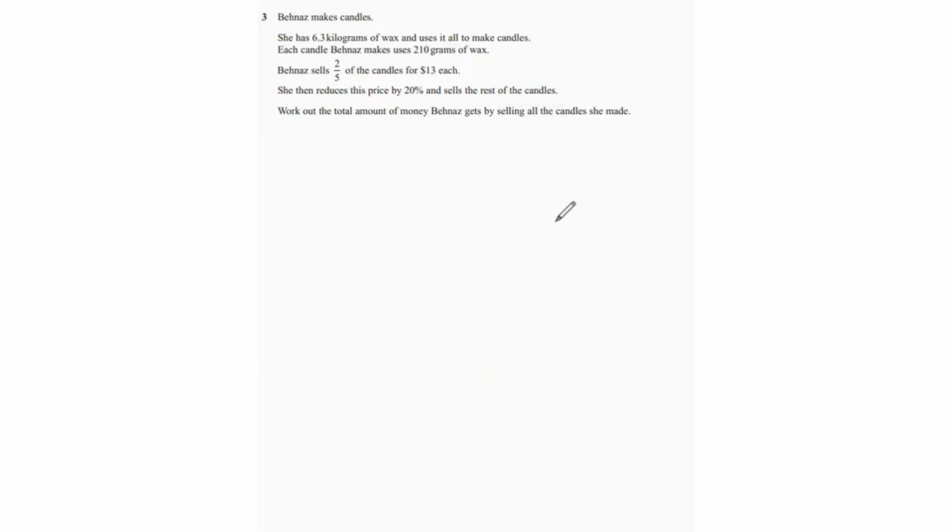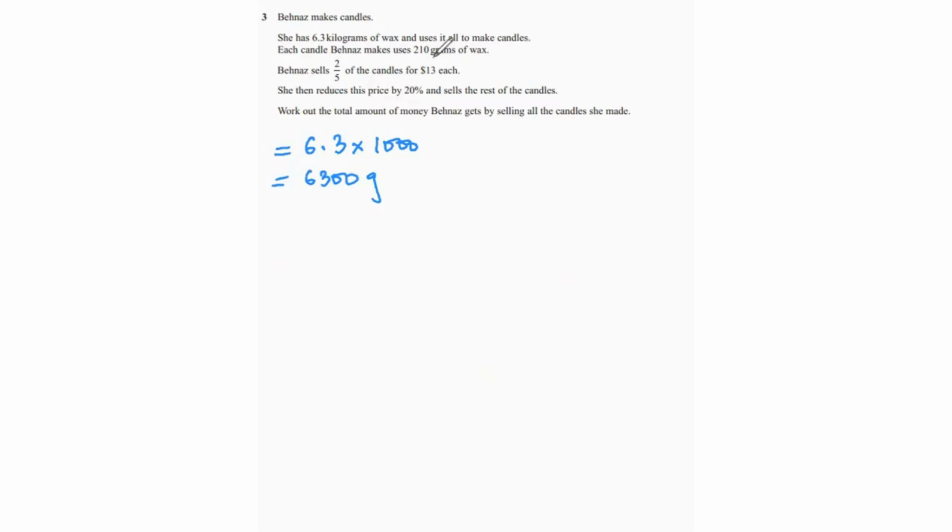So she has 6.3 kilograms of wax and she uses it all to make the candles. Each candle she makes uses 210 grams of wax. So let's first find the number of candles she's made. To begin with, we will first convert 6.3 kilograms into grams. 1 kilogram is equal to 1000 grams. So 6.3 times 1000 will give us the weight of the wax used to make the candles. So that's going to be 6,300 grams.